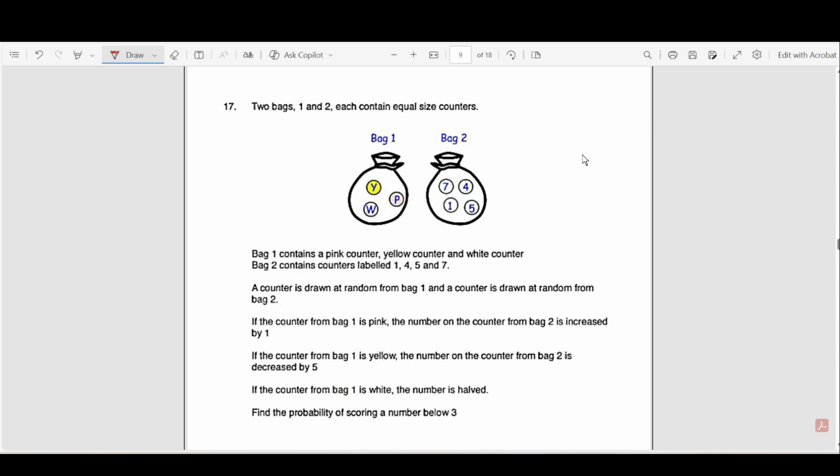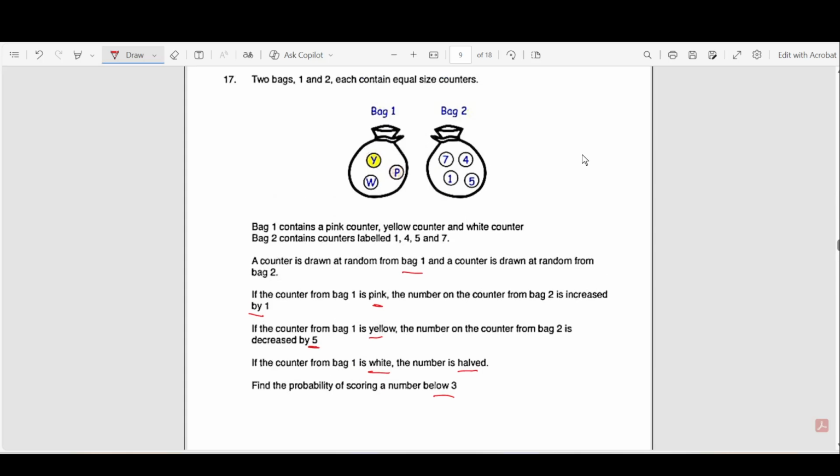A counter is drawn at random from bag 1, and a counter is drawn from bag 2. If the counter from bag 1 is pink, the number on the counter from bag 2 is increased by 1. If the counter from bag 1 is yellow, the number on the counter from bag 2 is decreased by 5. If we get a white from bag 1, the number is halved. Find the probability of scoring a number below 3.